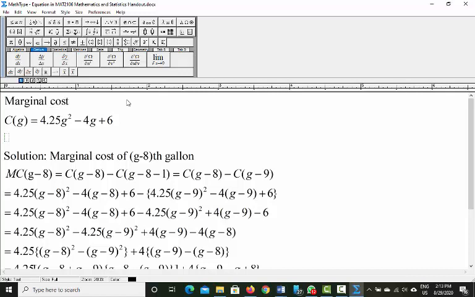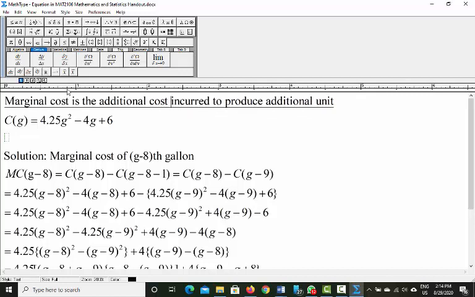Marginal cost is the additional cost incurred to produce an additional unit. So marginal cost is the additional cost incurred to produce an additional unit, right? So let me give you an example, then it will be clear for you.